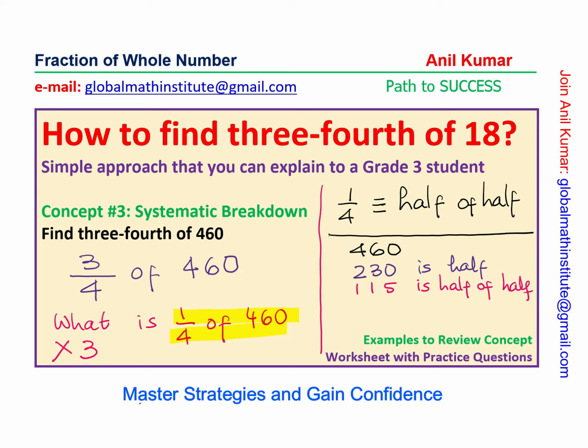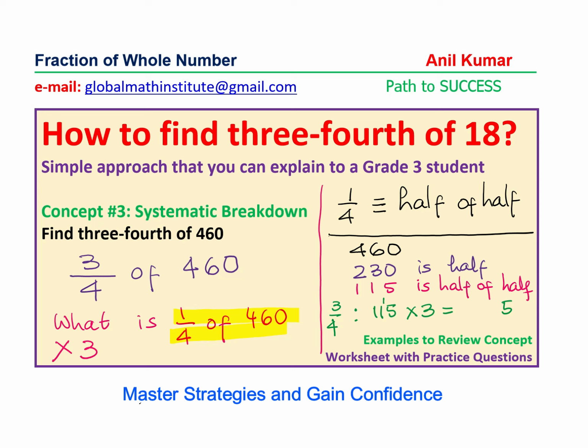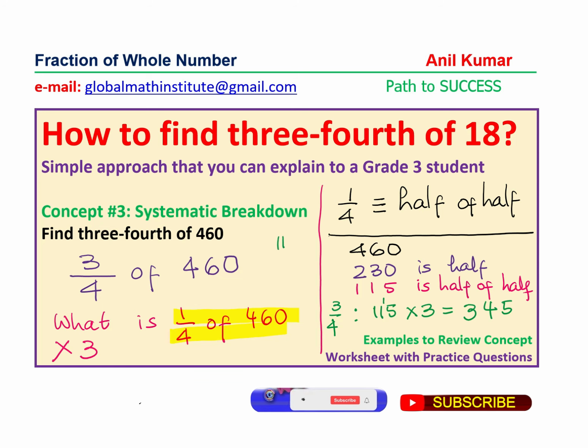Now we are looking into finding the answer for 3/4, right? So we have to multiply. This is 1/4, right? So that means we have to multiply this by 3. Make sense? So 3 times 5 is 15, 1. 3 times 1, 3 and 1, 4. And 3 times 1 is 3. Or you can add 115 three times, right? You can also do this: 115 plus 115 plus 115, depending on what is easy for your child at the moment.